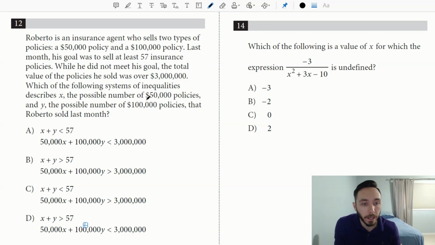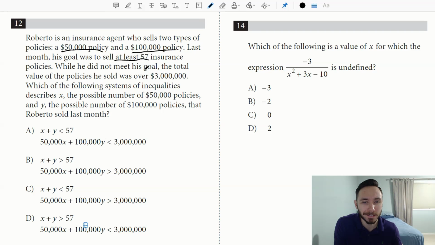Okay, so let's just read through it. Very clearly here, we're just trying to figure out, is it a greater than or a less than? That's what we're trying to figure out. So Roberto is an insurance agent who sells 2 types of policies, a $50,000 policy and a $100,000 policy. Last month, his goal was to sell at least 57 insurance policies. Okay, so I like that at least.